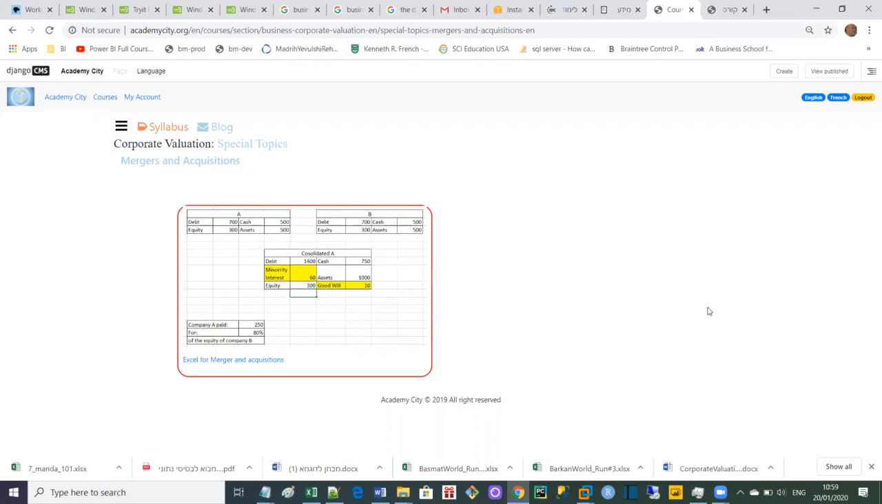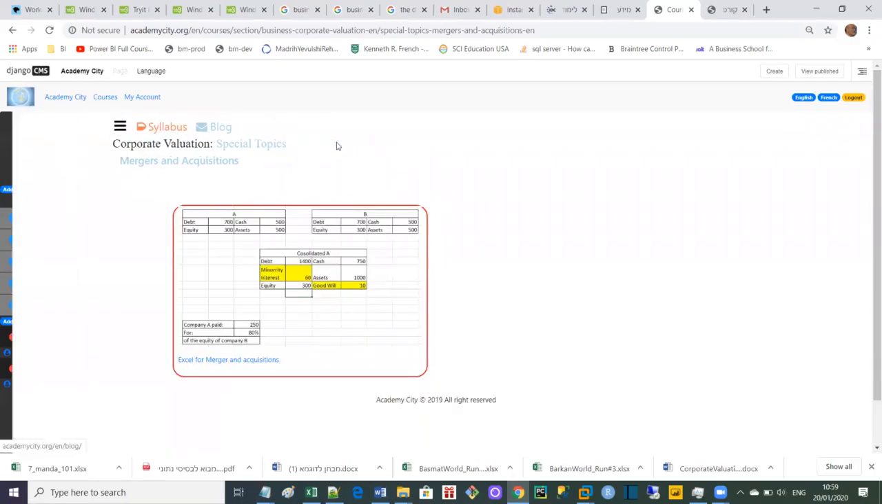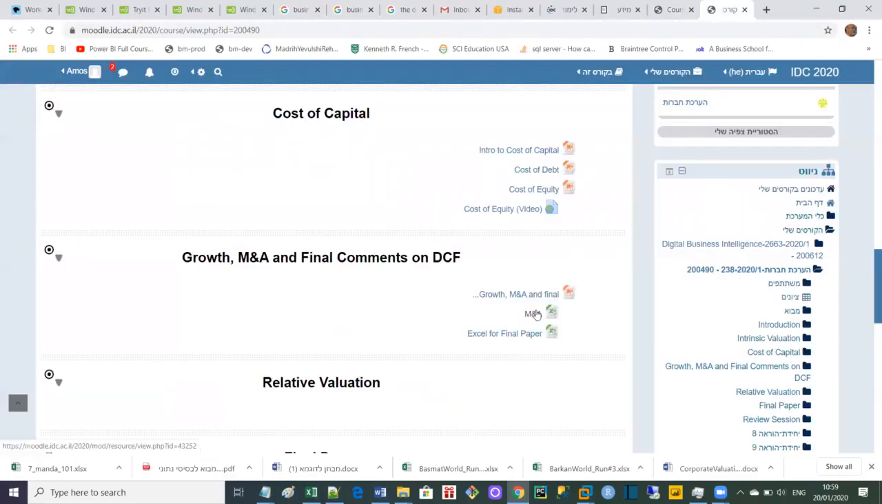For this session, I made a special Excel. You can download it from the Academy City website in special topics. If you click on merger and acquisitions, or in the model, I also added the same Excel. So you can click and download it. Let's look at the Excel.